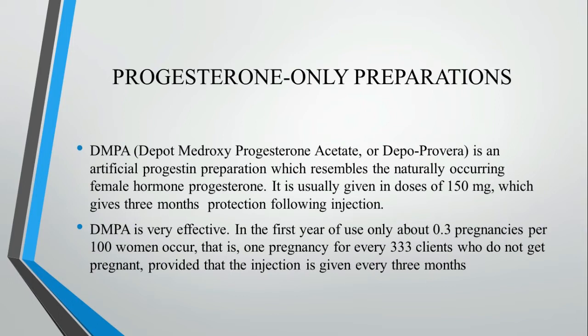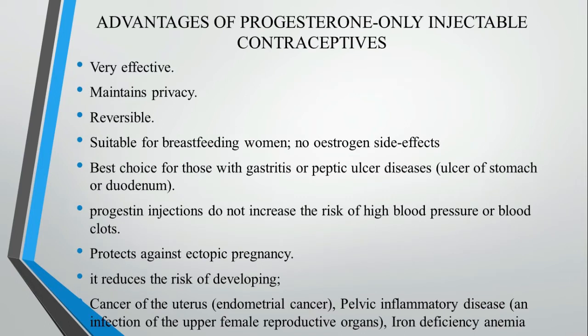DMPA is very effective. In the first year of use, only about 0.3 pregnancies per 100 women occur. That is 1 pregnancy for every 333 clients who do not get pregnant, provided that the injection is given every 3 months. What are some advantages of the progesterone-only injectable contraceptive?